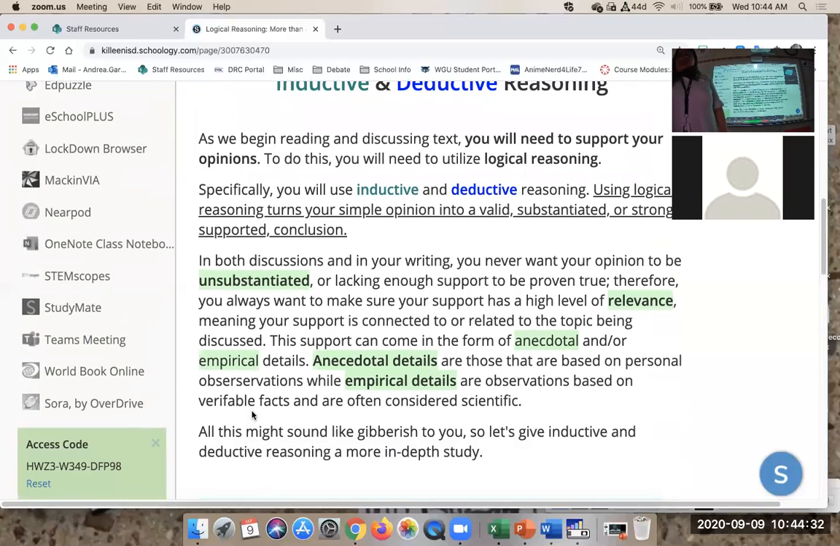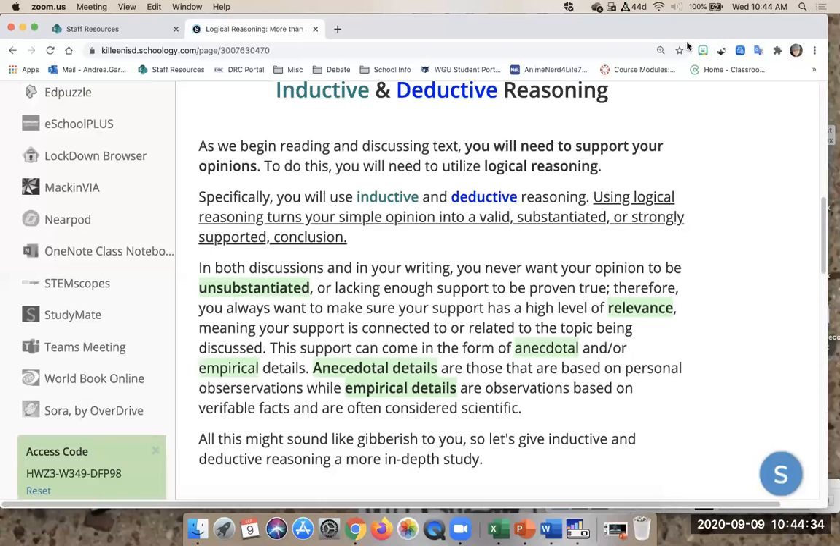So, let me make this smaller. As we begin discussing different texts and supporting our opinions, because we're going to go into looking at social media and how that affects social reform, we're going to be looking at some articles. But we can't discuss them if we don't use inductive and deductive reasoning. So that basically means using logical reasoning turns your simple opinion into a valid, substantiated, or strongly supported conclusion.